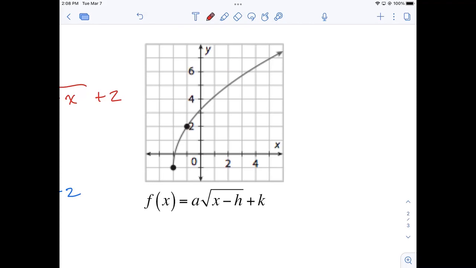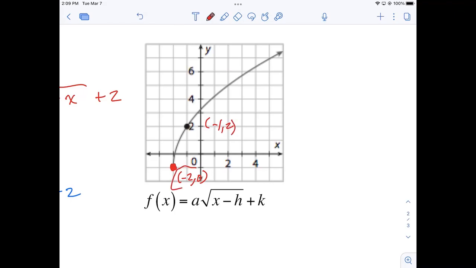All right. This one here, it's kind of the same, but look, we're starting with this template: a times the square root of x minus h, plus k. It's the square root function. This is my vertex. Well, they didn't label them for me this time. I have to find them myself. This is negative 2, 0. And then this one is negative 1, 2.